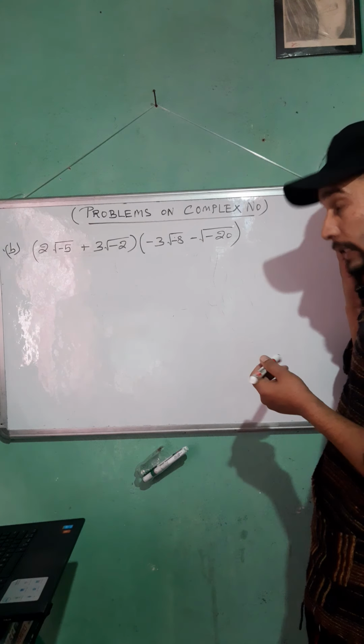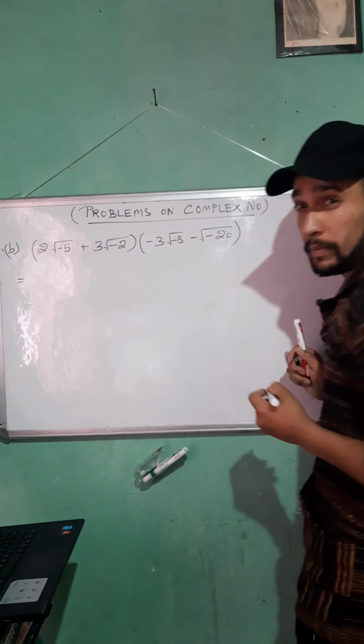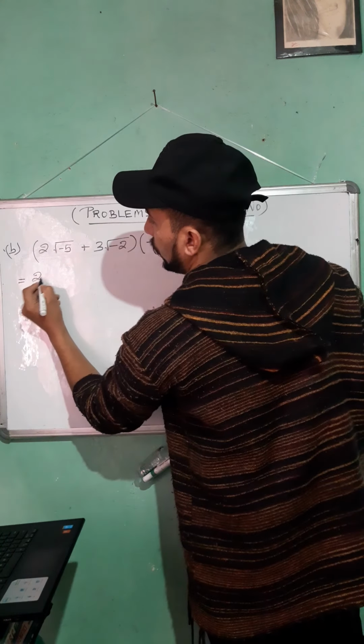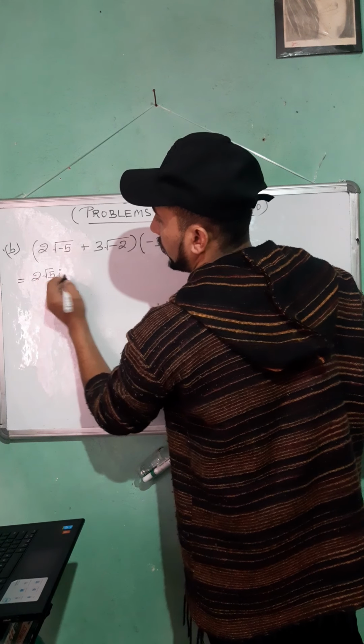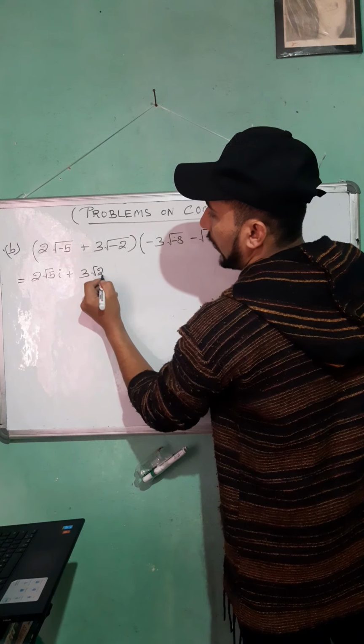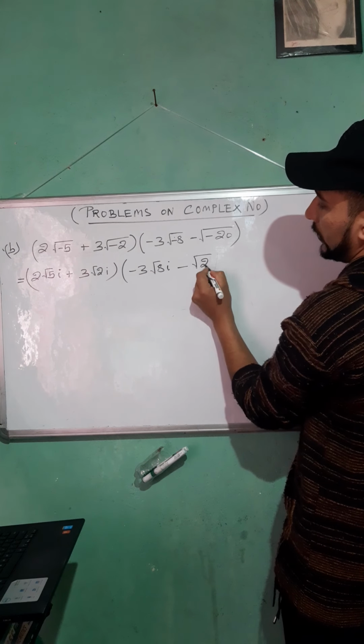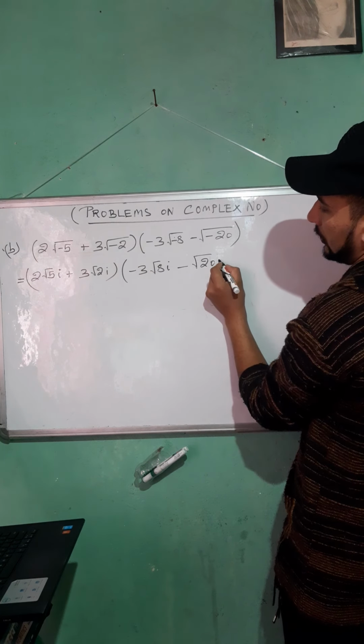So first let's simplify this one. Instead of root under minus 1, let's write i. So 2 root 5i plus 3 root 2i, this is there, and another minus 3 root 8i minus root 20i.